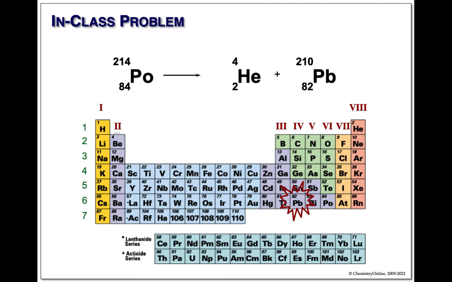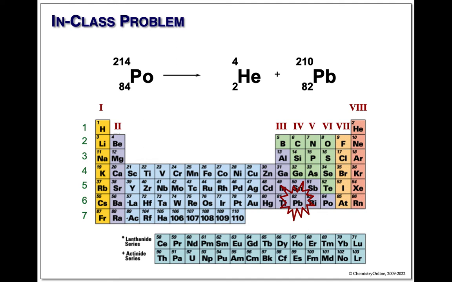Any questions? Is it always going to lose 4 and 2? Whenever you lose an alpha particle, this will drop by 4 units. So it's always going to be that. All right, well, an alpha emission is kind of straightforward. We take a nucleus and we kick out something from it. All right?